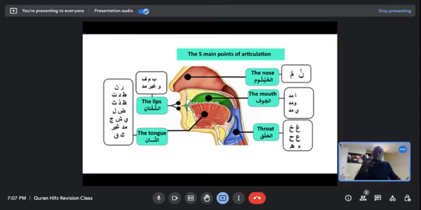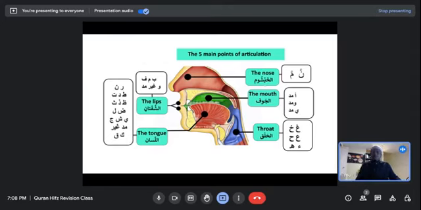Adna al-halq, wasat al-halq, and aqsa al-halq: the nearest part of the throat, the middle of the throat, and the deepest part of the throat. So the throat has 3 articulation points, but the tongue has 10 articulation points. On the tongue, we further classify 4 regions where letters come out from, and in total there are 10 articulation points from the tongue. The shafatain, the lips, has 2 articulation points, and the khayshum is just 1 articulation point.